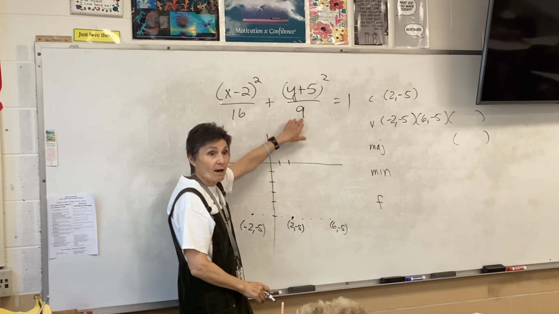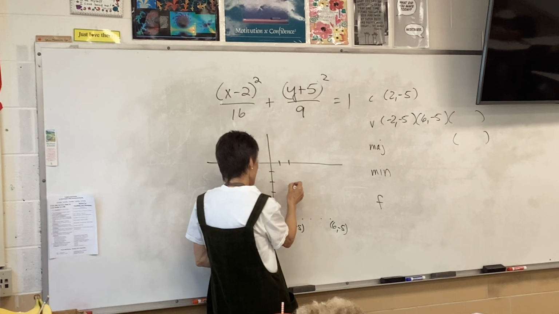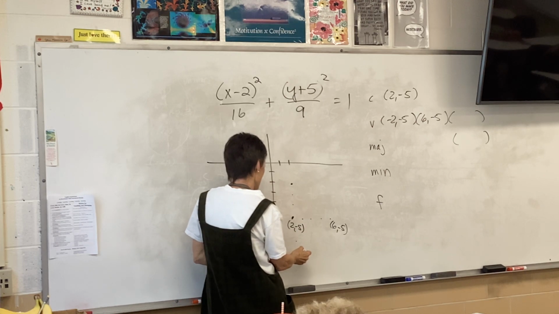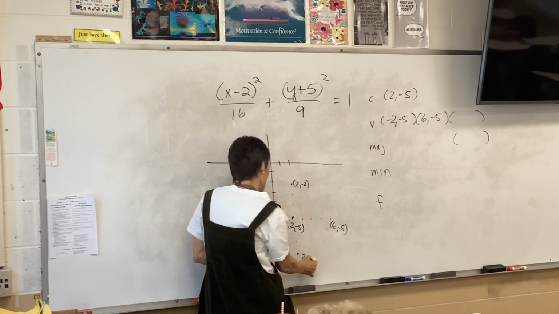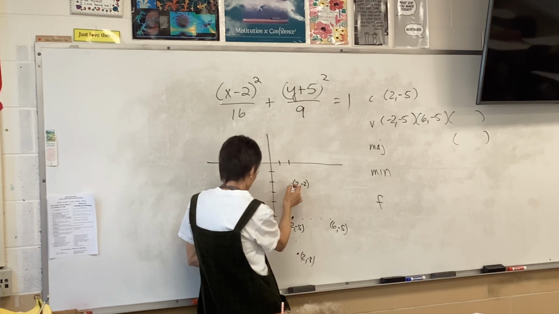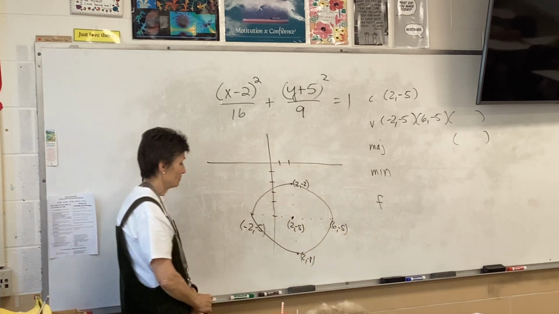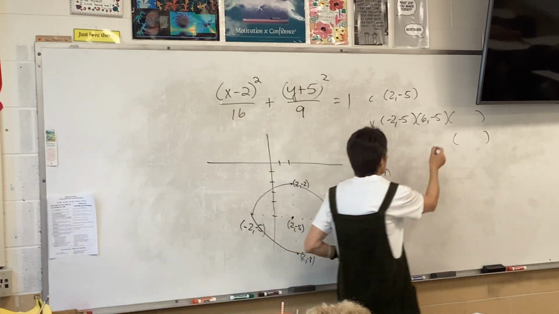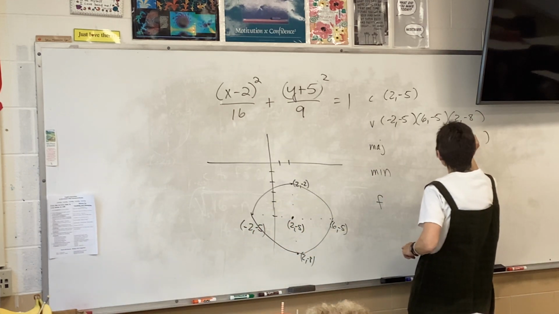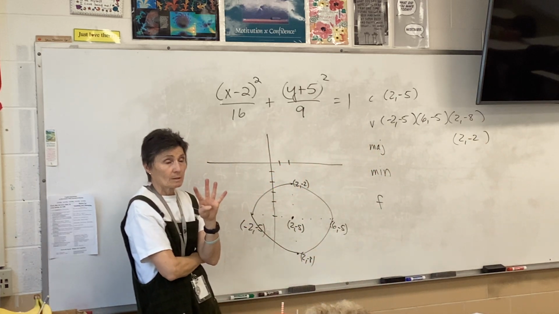And I'm going to go up and down 3 from here, from the center. So 1, 2, 3, 1, 2, 3. And let's see, if I go up 3, that's 2, -2. And 2, -8. Does that sound about right? So those are my other vertices. And so there's 4 of those.